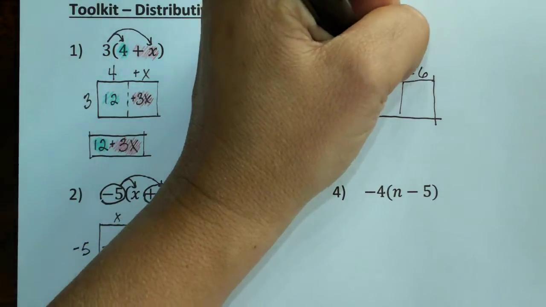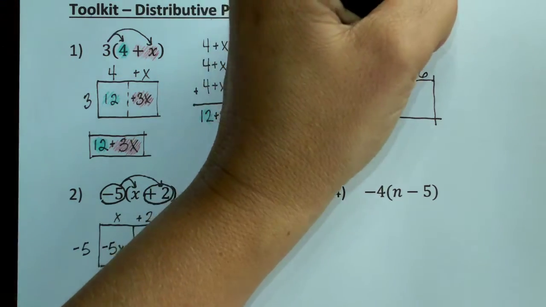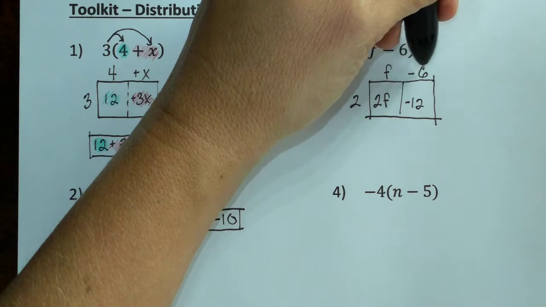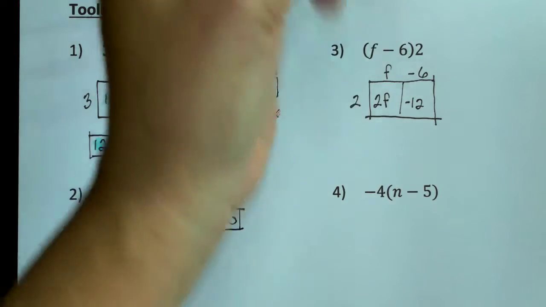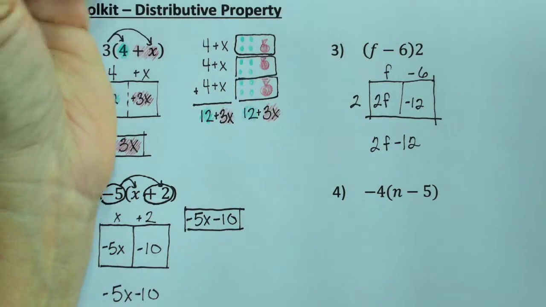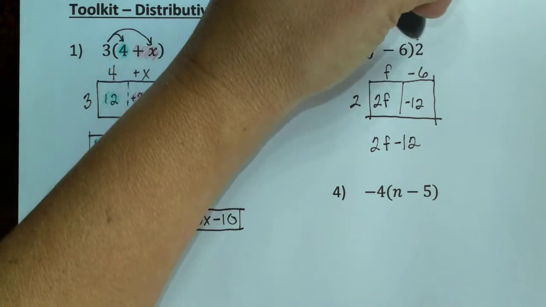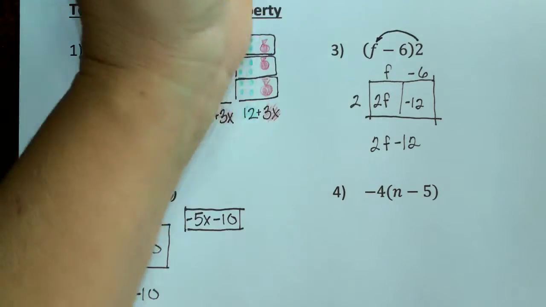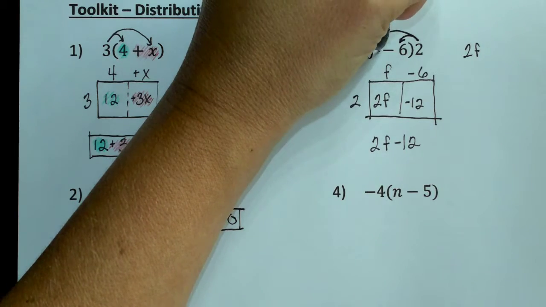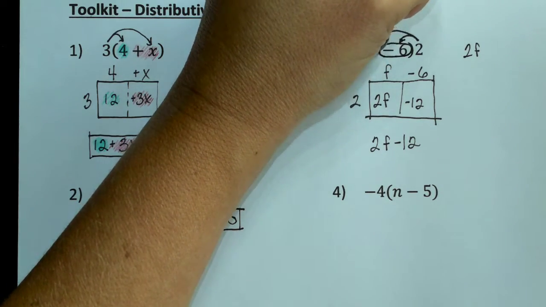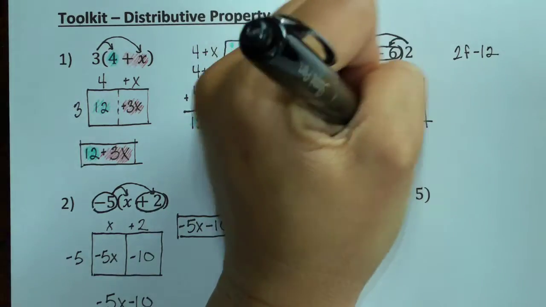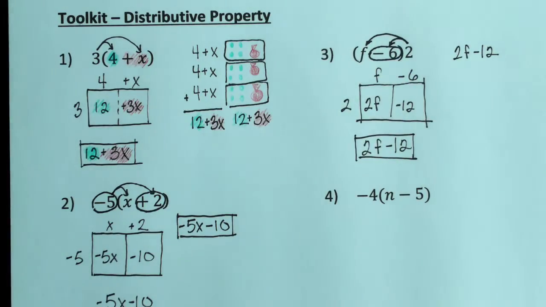2 times f is still 2f. 2 times negative 6 is going to give me minus 12. Do you see how I brought that subtraction sign and I put it right next to that 6 there? My final answer here is going to be 2f minus 12. I can also just use the arrows like I've done before and say 2 times f is going to be 2f. And 2 times negative 6 is going to be minus 12 as our final answer. Either one of those work. They are the same thing.